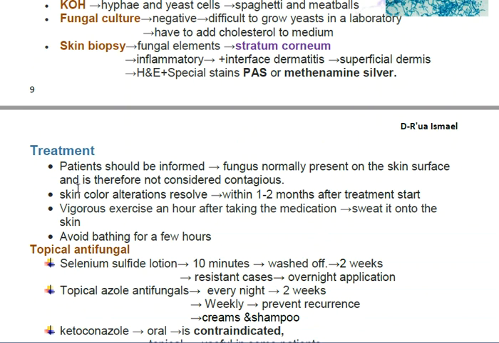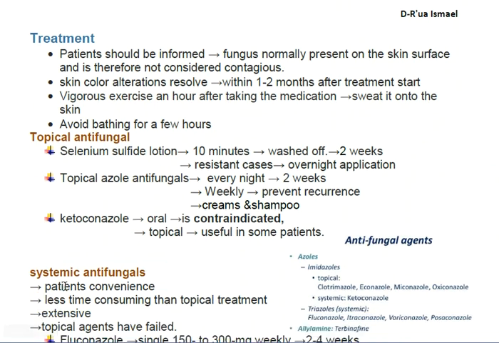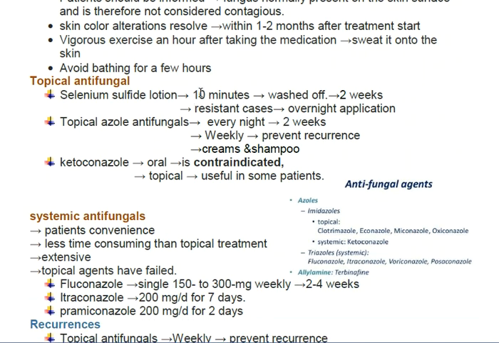Treatment: we should inform patients that it is not an infectious disease. It is commensal on his skin, and the skin color will take time to come back to normal. He should exercise to induce sweating so as to deliver the treatment to the skin, and avoid bathing for a few hours after that. There is topical and systemic treatment. Topical options are selenium sulfide or topical azole antifungals, left on for 10 minutes and washed off, for 2 weeks. In resistant cases, overnight application.